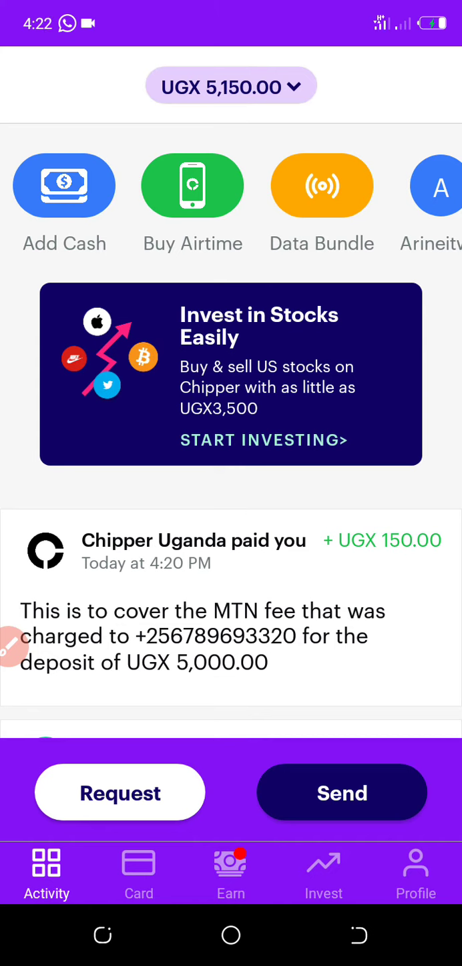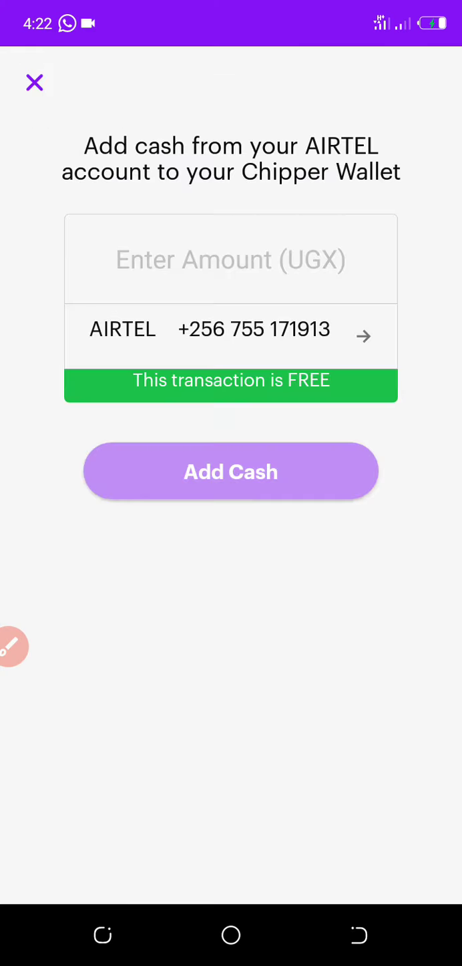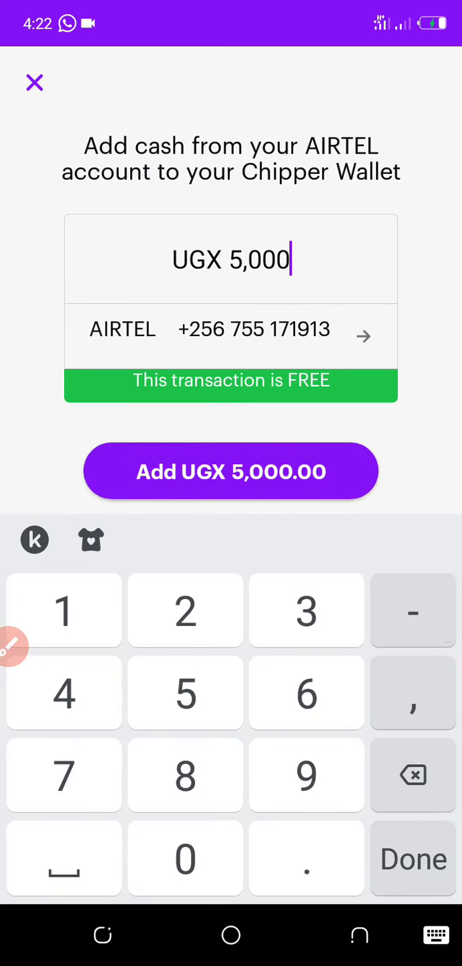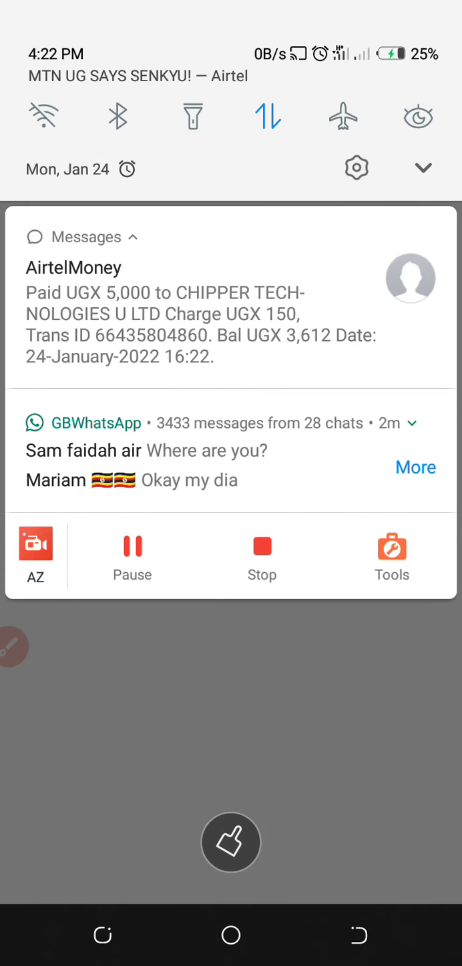For those on Airtel, go on add cash, then on the number put your Airtel number, then put the amount. In this case we're using 5,000. Then click on add cash. Let me pause. You have to put your pin. Yes, I have already put my pin and the transaction has been successful. You just have to wait for the notification. As you can see, that's the Airtel Money notification.